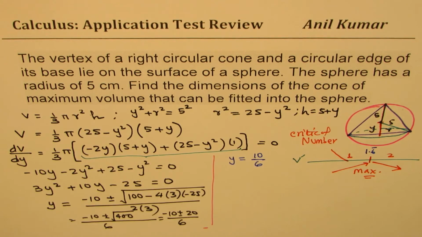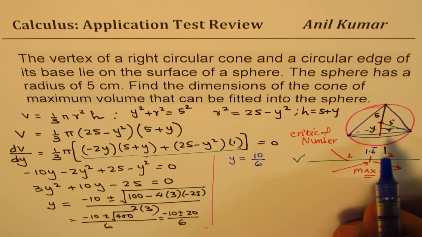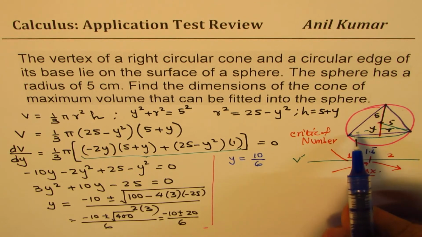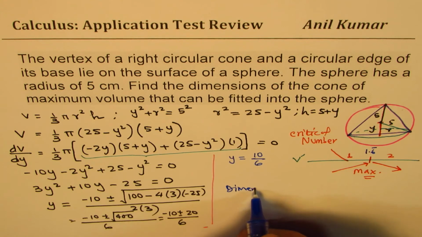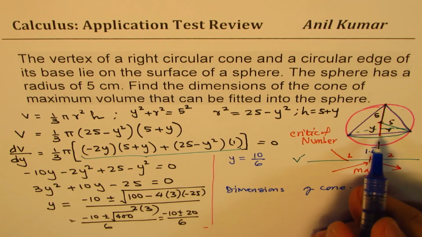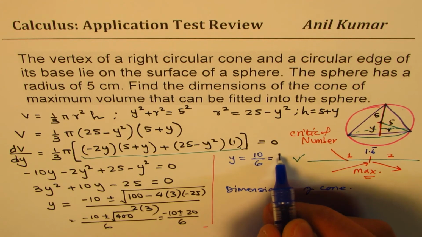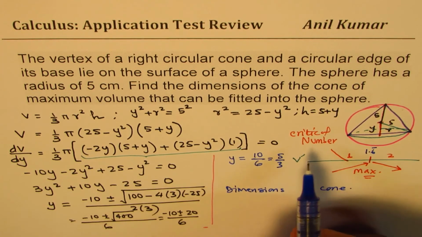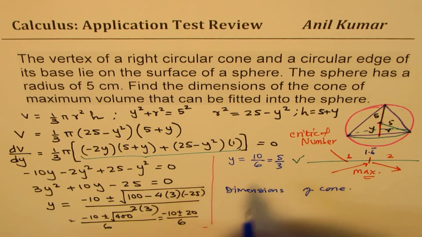So what we get here is the value of y which is going to give us the maximum volume of a cone which can be inscribed in a sphere. And now our dimensions of the cone: we can calculate the radius. We already know the height, which is 5 over 3, or 1.6 recurring. So we have y as 5 over 3.